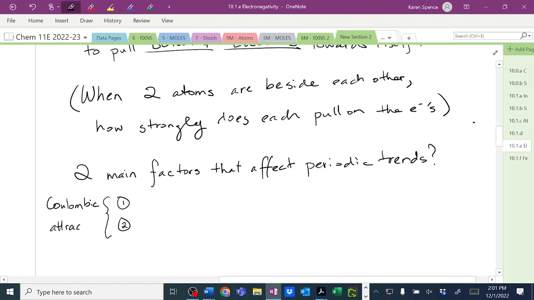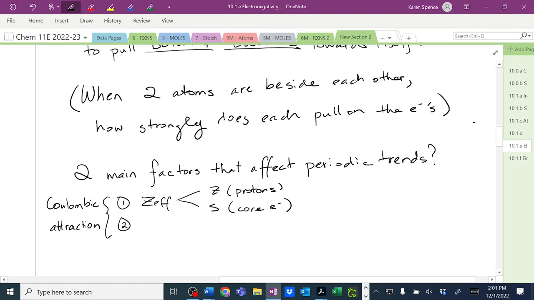So both of these affect the Coulombic attraction. What's one of them? Yes? Zeph. The effective nuclear charge, which breaks down into two things. Z, what's Z? Protons. And S, what's S? The core electrons.